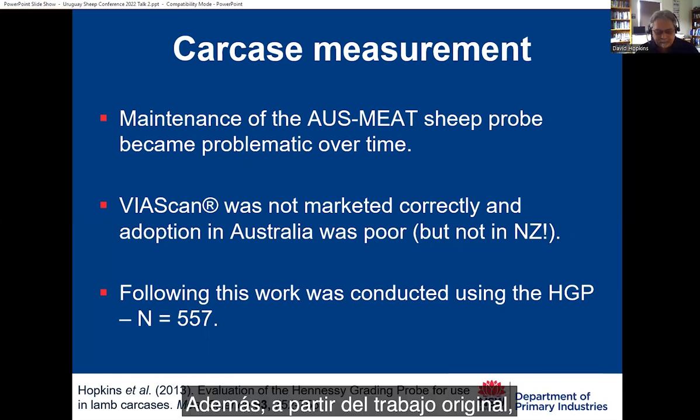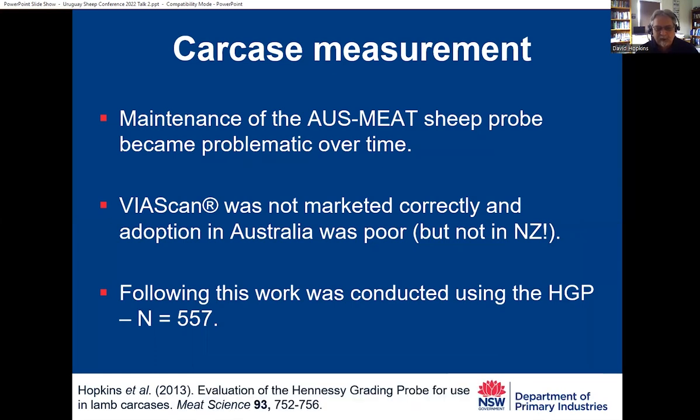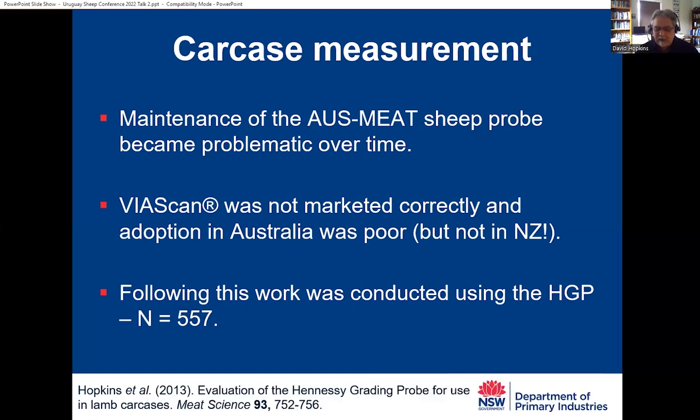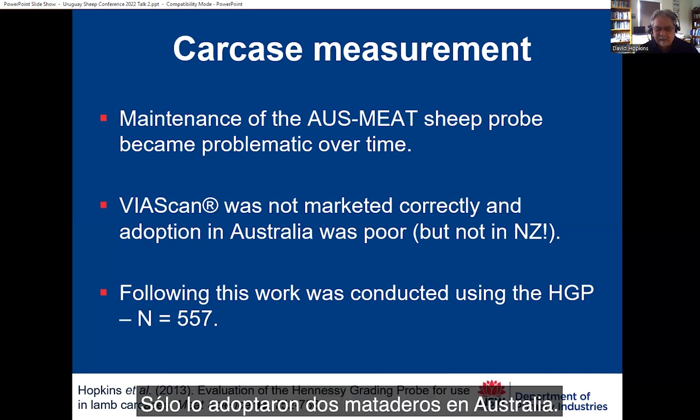On top of that, from the original work, which was funded by Meat and Livestock Australia, they set up a company to commercialise this technology, the ViaScan. But they went out in an aggressive manner into the Australian processing industry with a marketing plan that was flawed. And basically, it wasn't attractive to processors at the time, and they just turned them away. And so it was only taken up by 2 abattoirs in Australia.